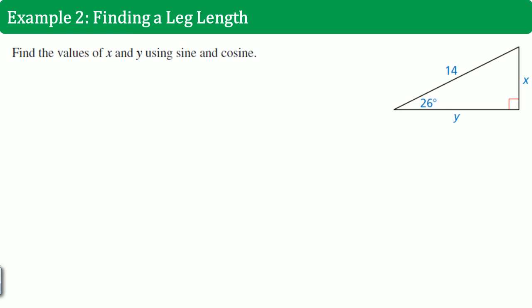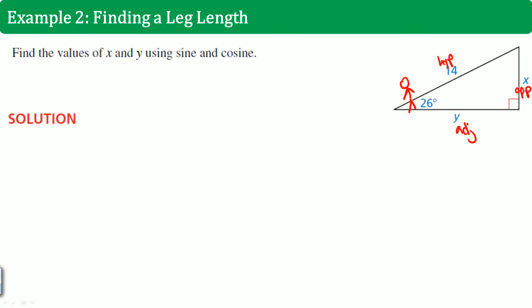Example 2, we'll find a leg length again here. Here you have x and y together. Draw the person, so we know the angle. We know y is going to be our adjacent, x is going to be your opposite, and 14 is going to be your hypotenuse. So you're going to use sine for one and cosine for the other one.